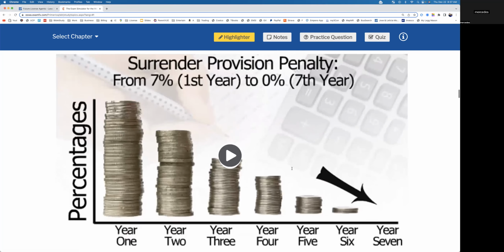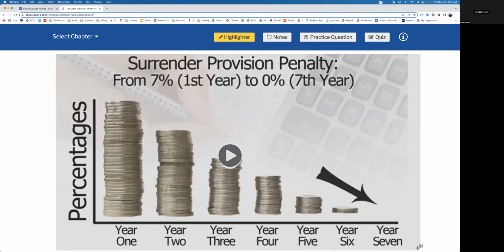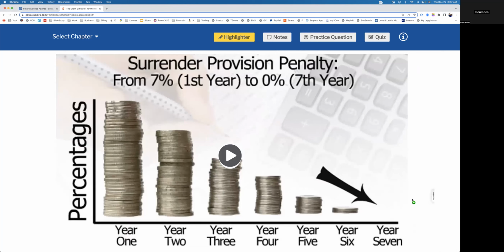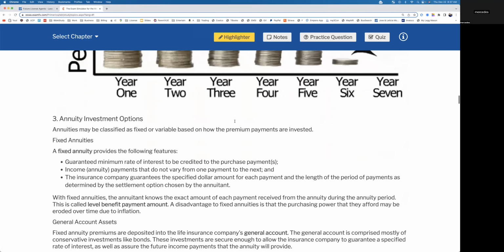This is a good chart right here that you can see. If you have to take money out, the penalty goes down over time. This is good stuff right here. Annuities are going to be on the test. So I'm glad you're understanding annuities right now, because this is going to be on the test for sure.